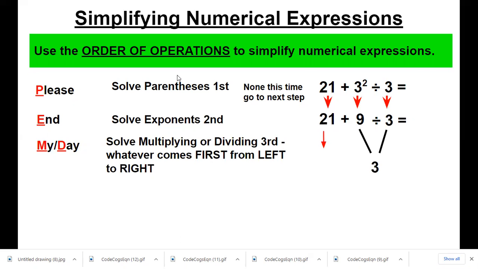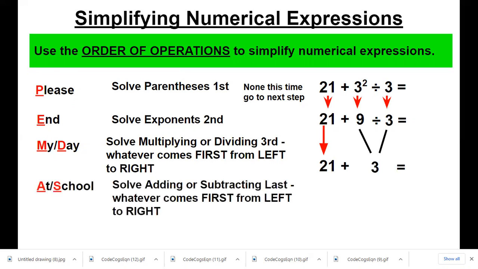And then I'm just going to bring down my 21 plus. Notice how I only did one thing. Then finally, I'm going to do adding or subtracting, whatever comes first from left to right. Well, we just happen to have only 2 numbers left. So 21 plus 3 is equal to 24. That's the answer to simplifying that expression.